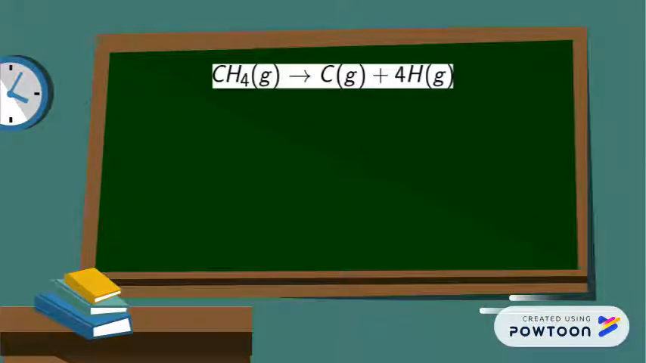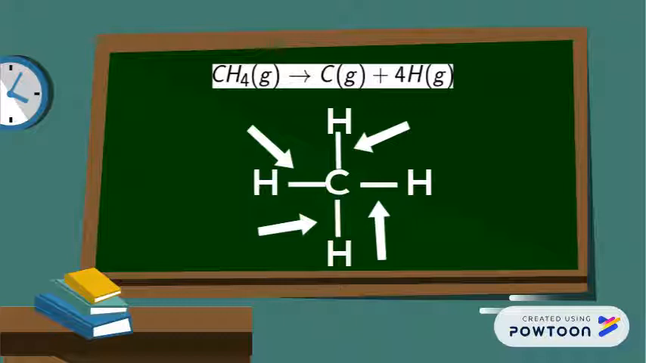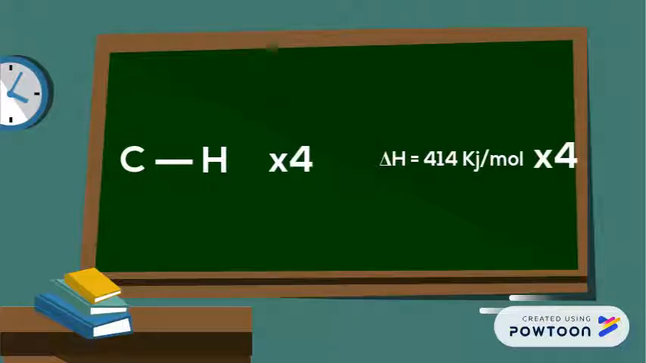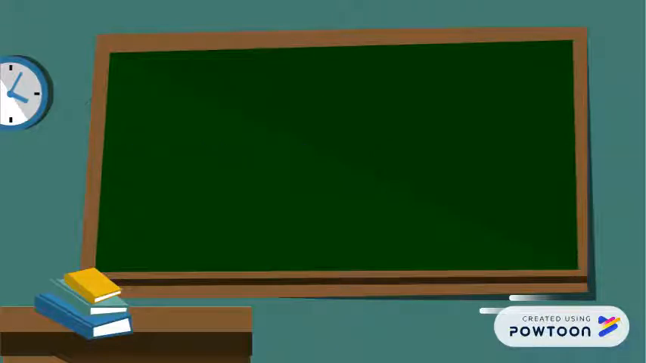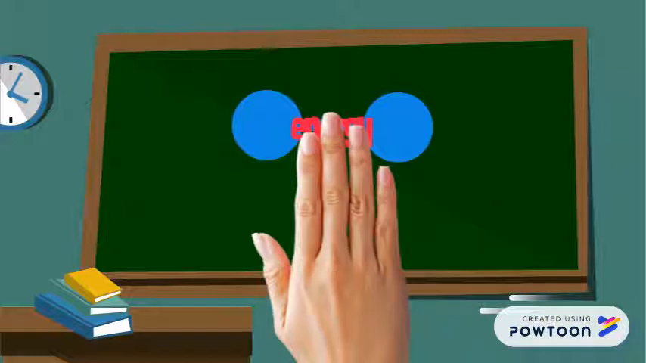Take as an example the complete dissociation of methane into its constituent atoms. As you can see from this structure, this is 1 carbon surrounded by 4 hydrogens. This means that there are 4 carbon-hydrogen bonds. The bond energy of 1 mole of carbon-hydrogen bonds is 414 kilojoules. Dissociation of 1 mole of methane requires the breaking of 4 moles of carbon-hydrogen bonds, making the total enthalpy change for this reaction 1,656 kilojoules.